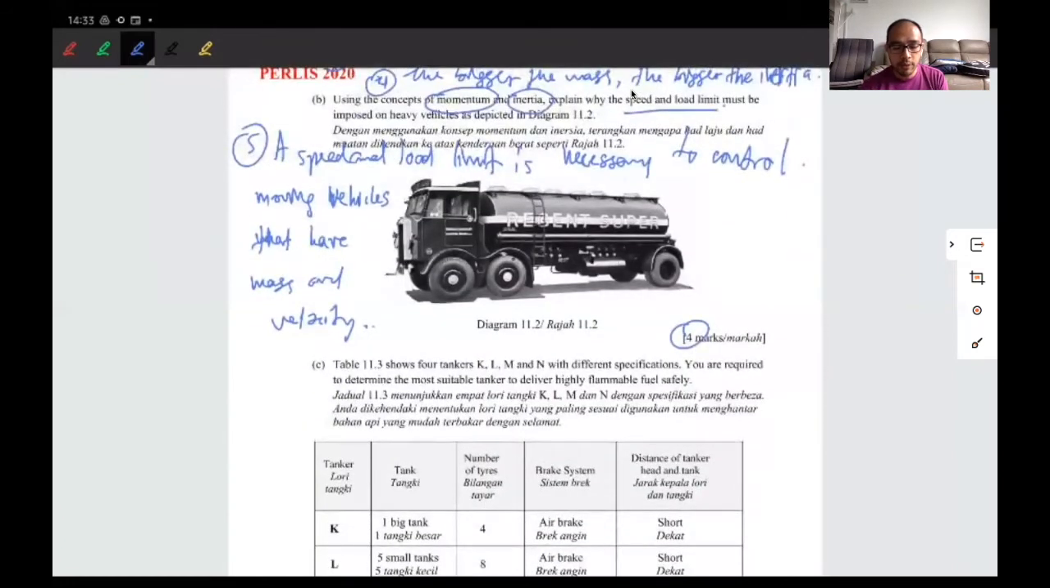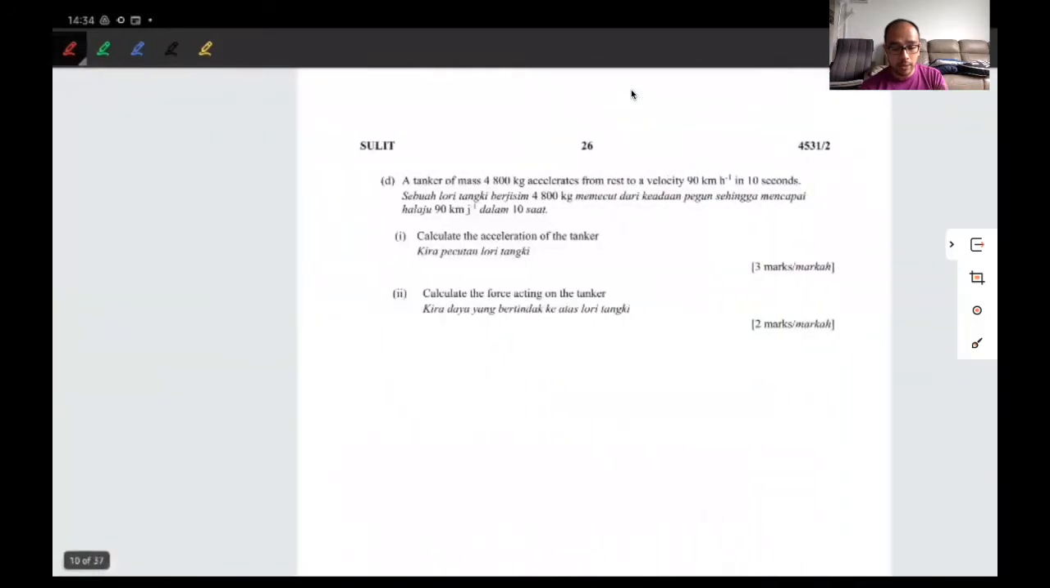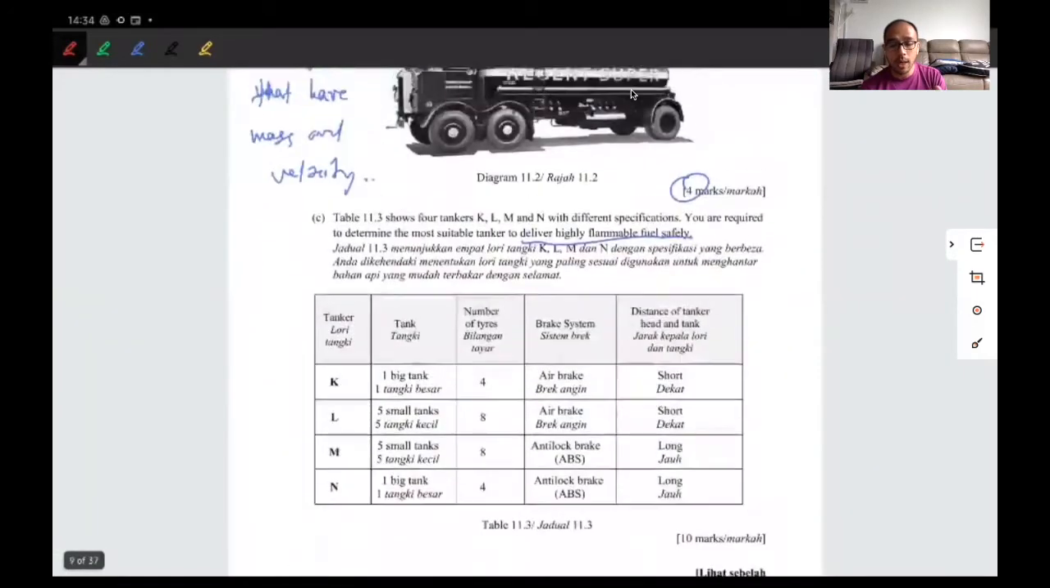Right, Table 11.3 shows 4 tankers, K, L, M, and N with different specifications. You are required to determine the most suitable tanker to deliver highly flammable fuel safely. So that's our last one. This is a 10-mark question, and if you have followed the videos before this, you know that we always analyze the table first, then we answer.